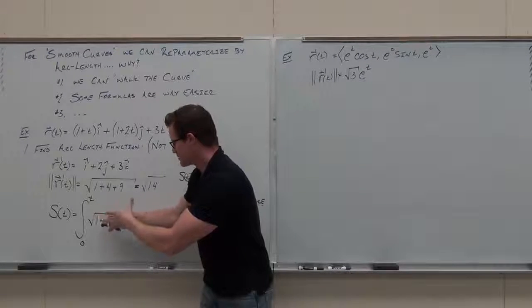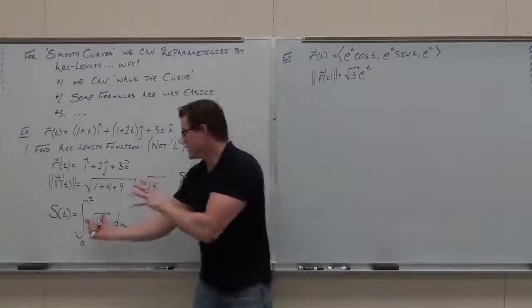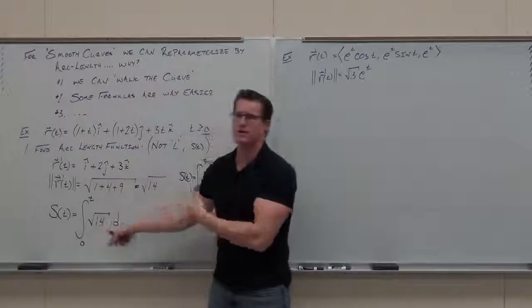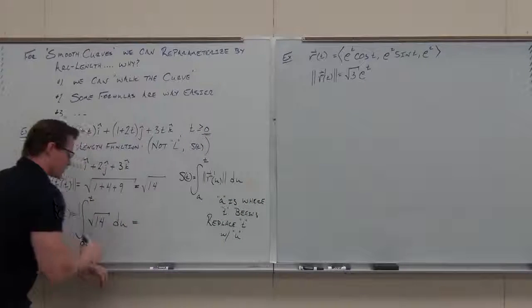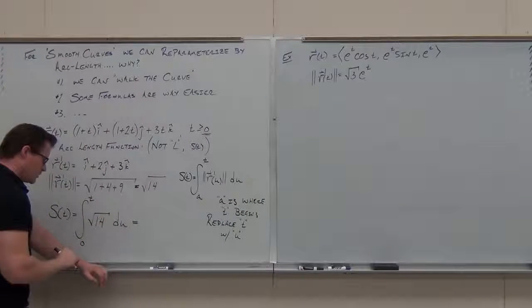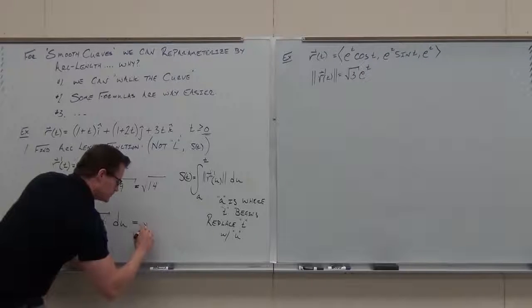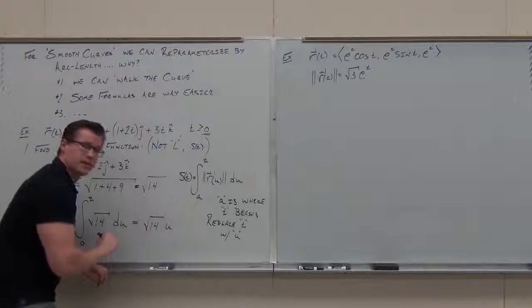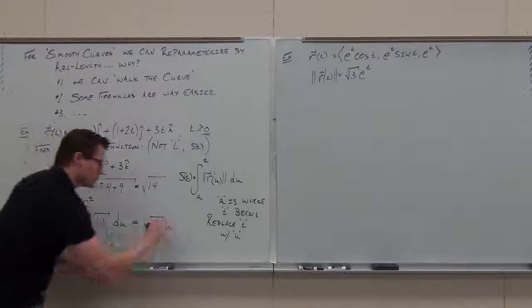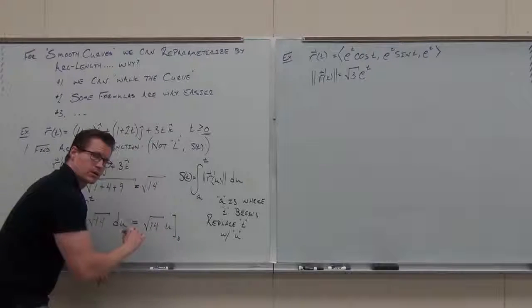Technically there's no u's there, but if it had t's, we'd replace them with u's so that our integral works. You know how integration works. You have to match the variables up. So here, everybody, what's the integral of the square root of 14 du? Square root of 14 u. And then where are we going to go from? 0 to where? t.